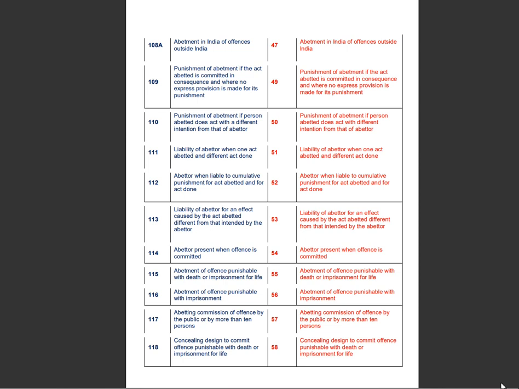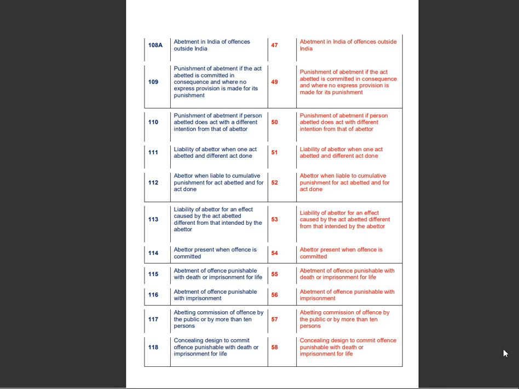This is part 3 of the comparative table of Bharatiya Nyaya Sanhita 2023 and Indian Penal Code. So let us start. Section 108A of the Indian Penal Code deals with abatement in India of offences outside India, whereas Section 47 of the BNS deals with abatement in India of offences outside India.